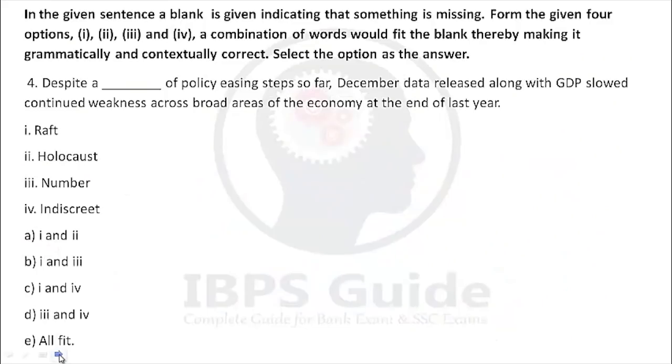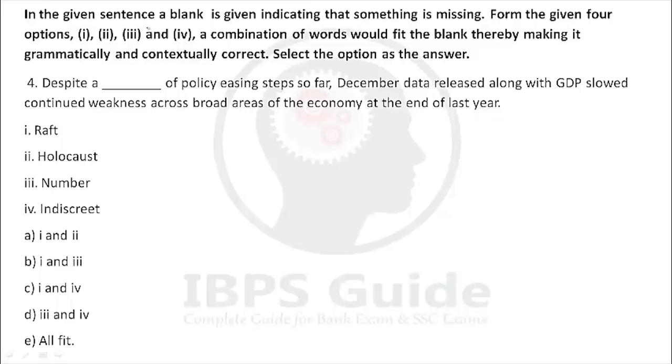Let's move to question number 4. In the given sentence, a blank is given indicating that something is missing. You can say it is a fill in the blanks. From the given four options, a combination of words would fit. Among 1, 2, 3, 4, we have to choose any 2. Maybe 1 and 2, maybe 1 and 3, maybe 1 and 4, maybe 3 and 4, maybe all fit. That means there will be no error. Any 2 words can be applicable for this gap.